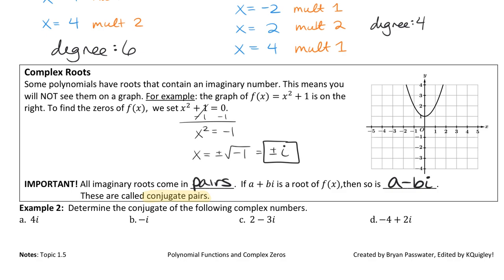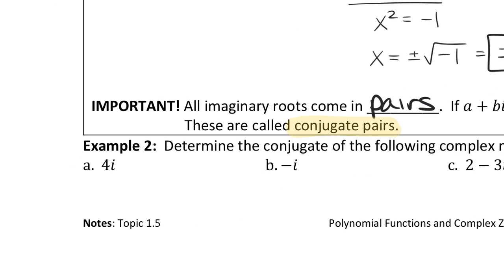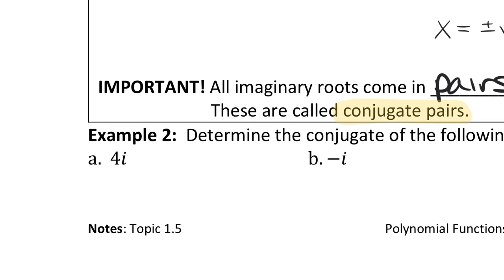So let's make sure we understand this concept of how to find the complex conjugate. The first two are going to be very simple. If I give you positive 4i, what is the conjugate pair for positive 4i? Don't overthink it. Just change the sign. Negative 4i. So if I give you negative i, what's the conjugate for it? Positive i. Very good.